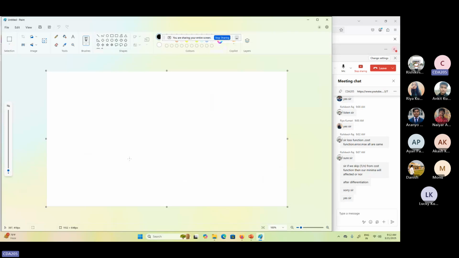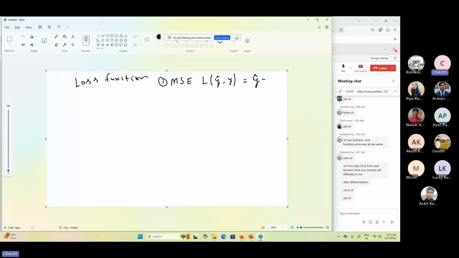And another thing is that we can calculate the loss function by MSE, that is L(y cap, y) is equal to (y cap minus y) whole square. Second one, what is the other loss function? That is the cross entropy. Okay, entropy loss. Mainly it is used in the classification problem.